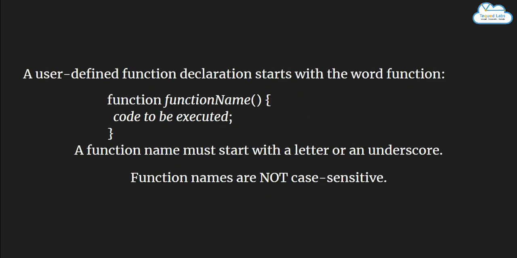Now this is an example of how to create a user defined function, right? A user defined function declaration starts with the word function, then the function name, parameters, open brackets, code and close brackets, right? A function name must start with a letter or an underscore, right? Function names are not case sensitive, right? So you can use any type of names over there. It is not case sensitive, but remember it should start with a letter or an underscore, and only then will your function name work, or else it will not work, right? So let us see an example.